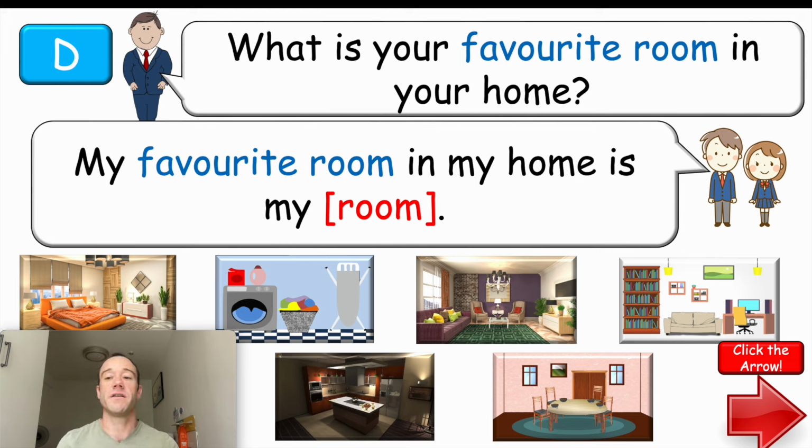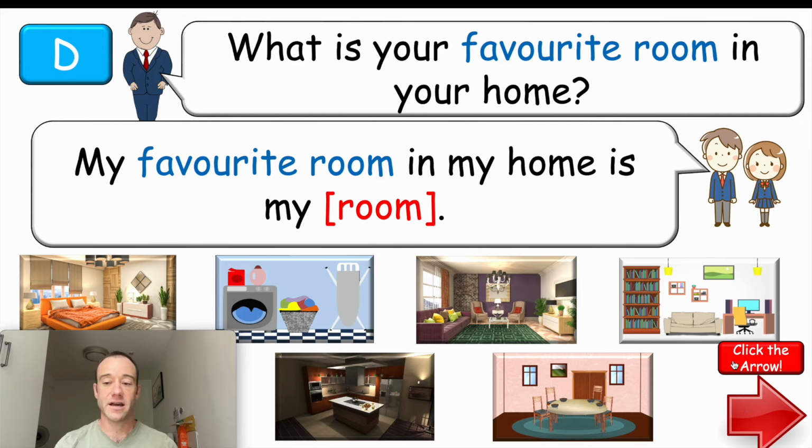So what is your favorite room in your home? And my favorite room in my home is... Okay, this is grade 6, 7, 8, they should be able to say these names. If they don't know the names of the rooms, or they're struggling a bit, you can ask them, okay, what room is this? And write them on the board if you want, okay? Then once they tell you what room it is, you click the arrow.